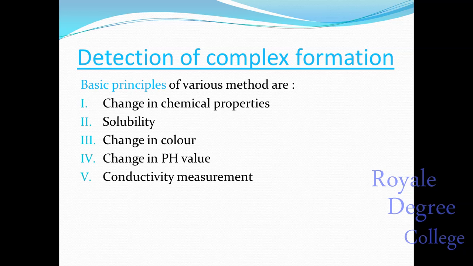Next is detection of complex formation. Here we are talking about how to detect the complex formation. The existence of complex ions in solution may be shown by various methods. The basic principles of various methods are change in chemical properties, solubility, change in color, change in pH value, and the last one is conductivity measurement.